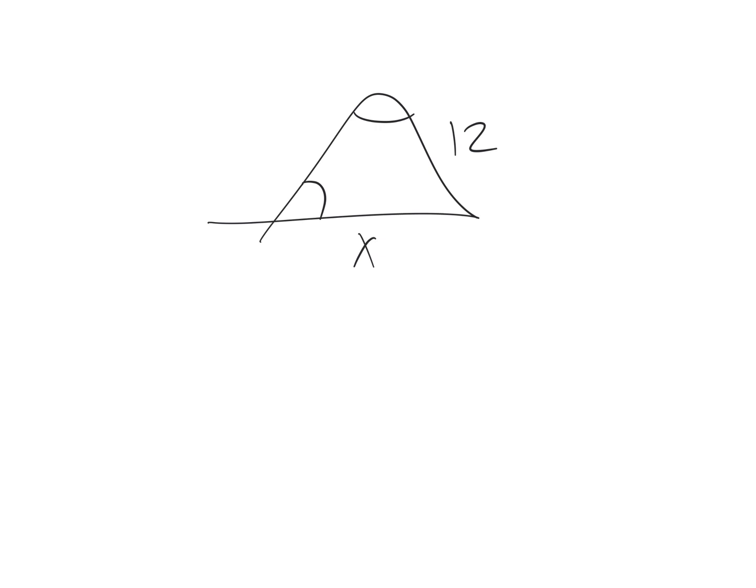If you have two angles in the triangle that are congruent to each other, then the opposite sides are congruent. Converse to the base angles theorem. So that means X has to be 12. So you have to know your theorems.